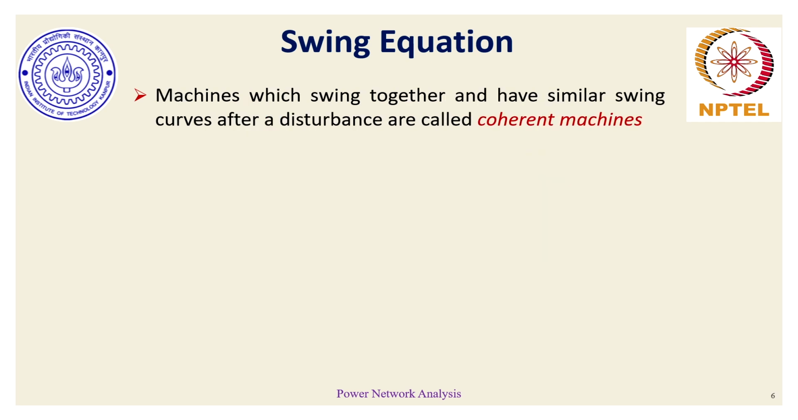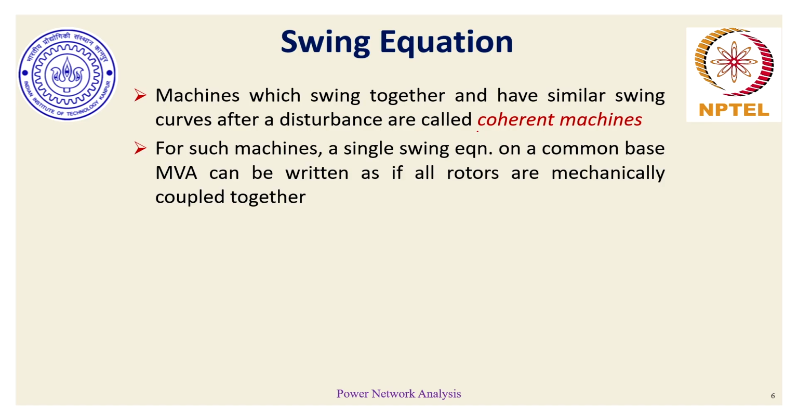The first set of reduction comes from the aspect that there will likely be synchronous machines which tend to swing with respect to each other. That means their rotor angle variations or their respective swing curves after a disturbance follow a similar pattern with respect to time, or follow a similar trajectory, and we tend to call those machines coherent machines or swing machines, because their variations or their response to a disturbance is more or less the same.